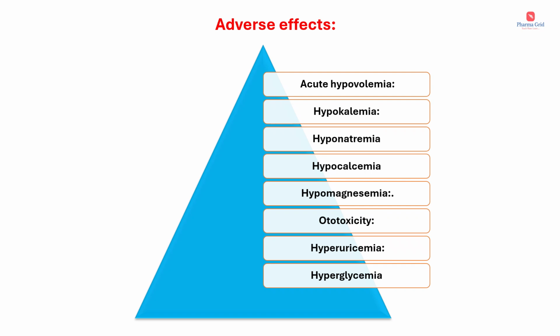Then hyperuricemia. Loop diuretics compete with uric acid for the renal secretory systems, thus blocking its secretion and in turn may cause or exacerbate gouty attacks.